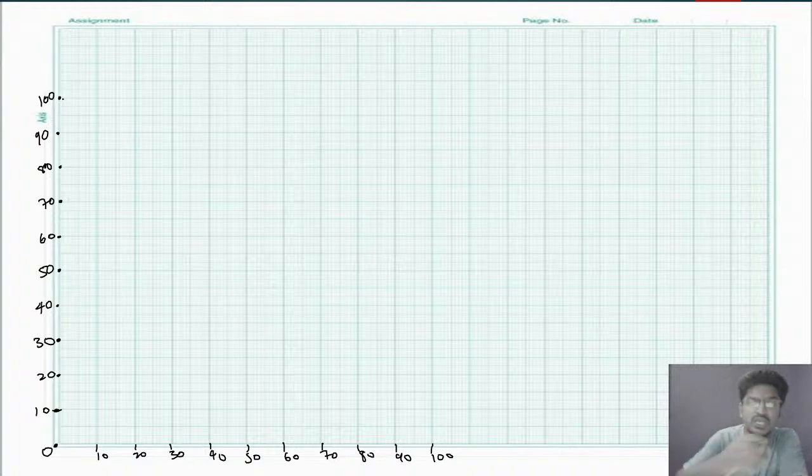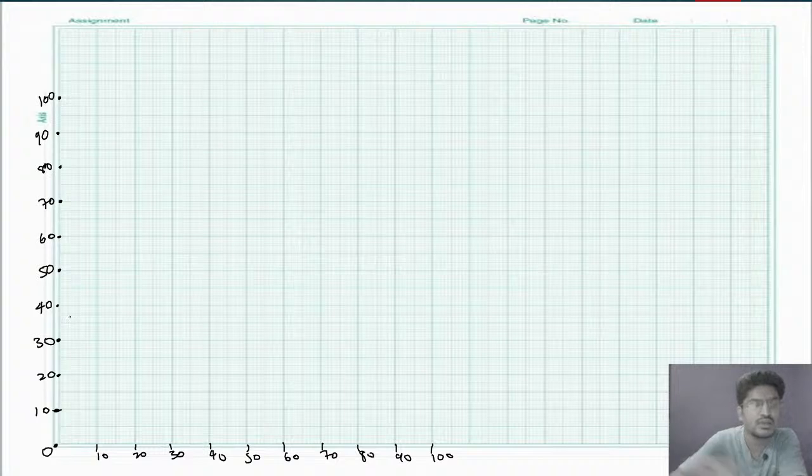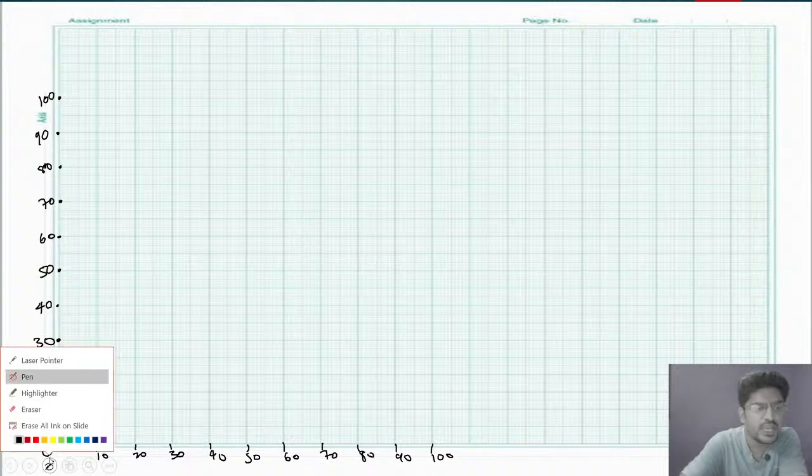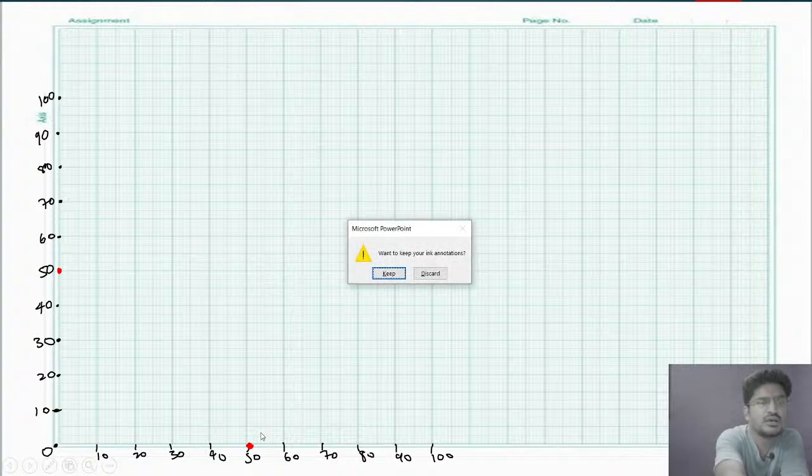So now from this we have to solve the first line, 0, 50. So take the first point, that is 0, 50. This is 0, 50 and this is 50, 0. We have to join this line. Let us join this line.